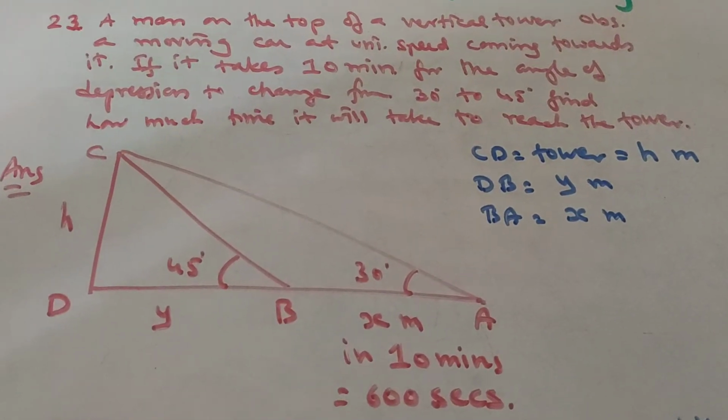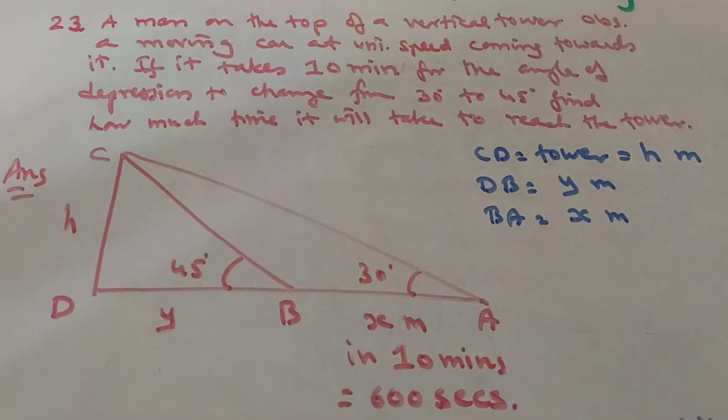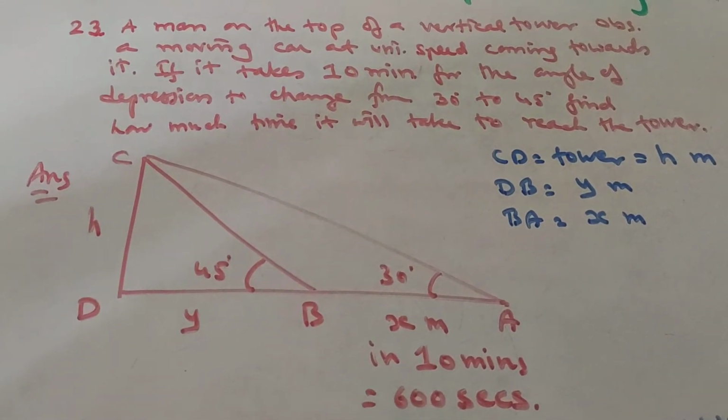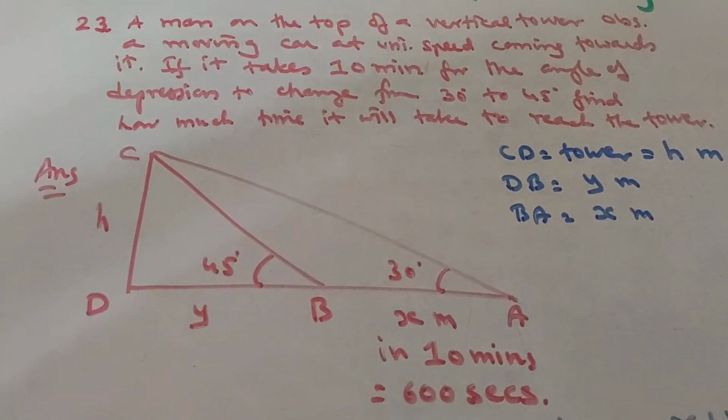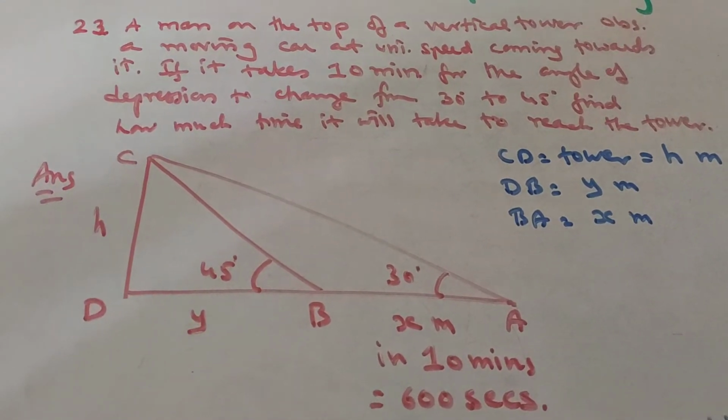So 10 minutes is equal to 600 seconds, that is multiplied by 60 seconds. 1 minute is equal to 60 seconds. Therefore 10 minutes is equal to 600 seconds. And the distance from the position B to D is y meters. That means we need the time it will take to reach the tower.